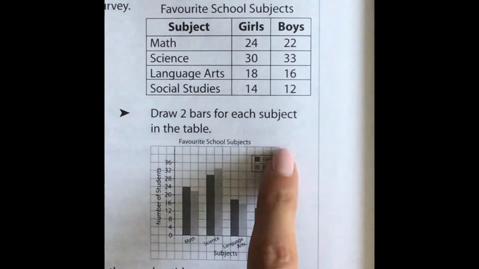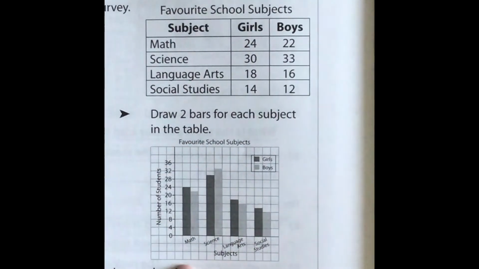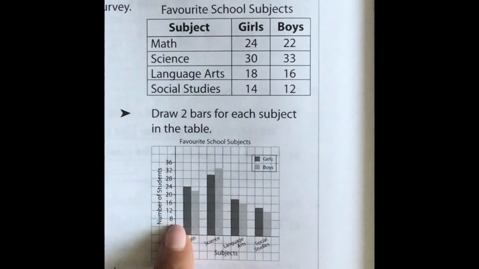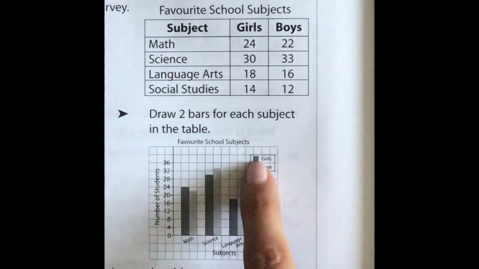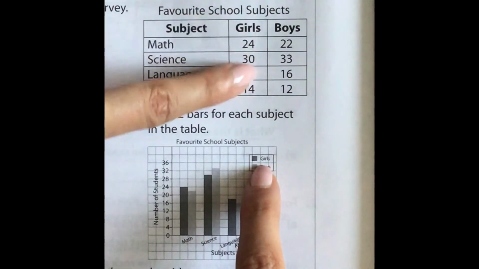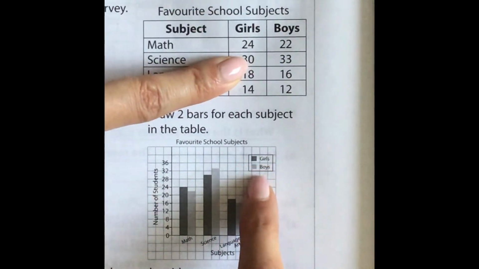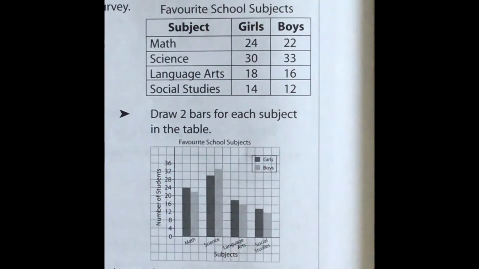Then you have your number 4. So we've done our title, 1. We've done our X and Y axis, 2. We've done our interval, 3. And then 4 is the legend, right? So I've decided to make dark gray represent girls. So anything that is dark gray represents girls. And then anything that is this light gray represents boys. Okay? Then you're just graphing them, right?